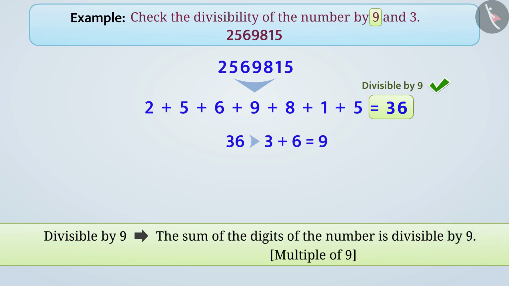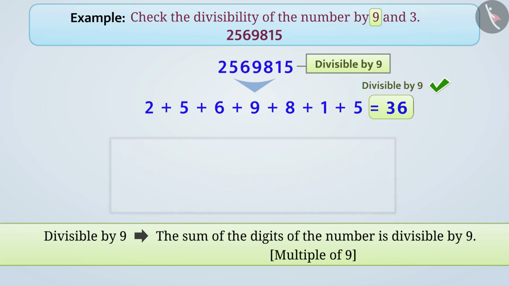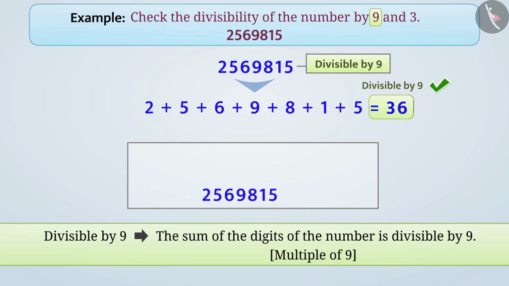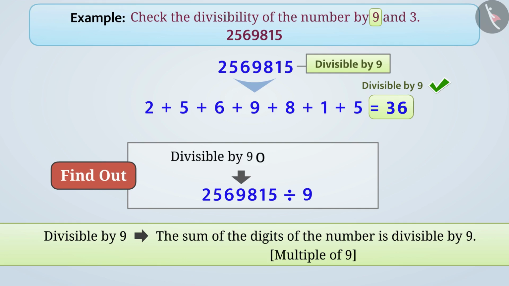Absolutely right. We can thus also check for divisibility by 9. It is not necessary to divide. Since 36 is divisible by 9, the number 25,69,815 is also divisible by 9. To verify this, you can divide the number by 9 and find whether the number is divisible by 9 or not.